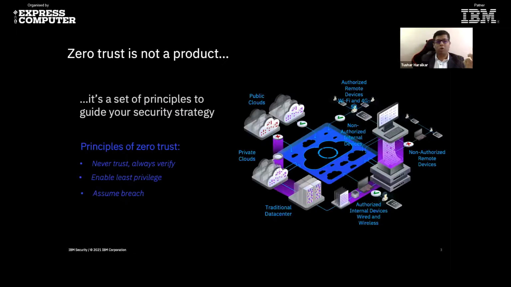Now, as we all know, zero trust is not a product, it's a security strategy based on certain principles, right? And the three core principles are never trust, always verify; enable least privilege; and assume that the breach has happened. So these are the three core principles on the basis of which the overall security strategy for zero trust is designed.